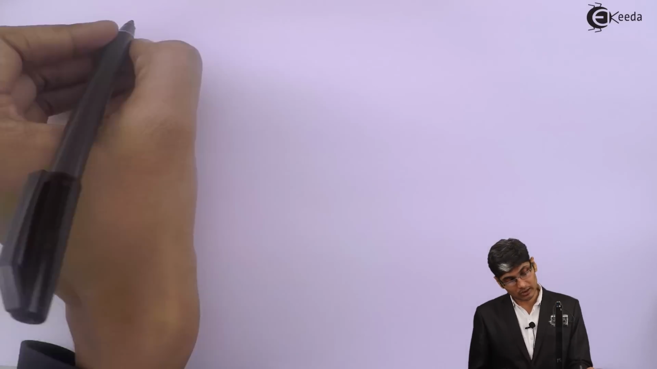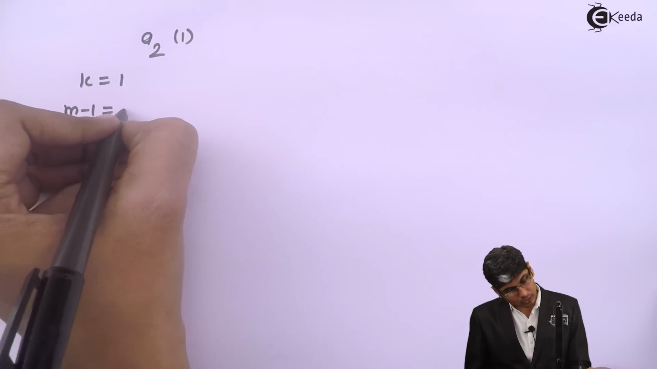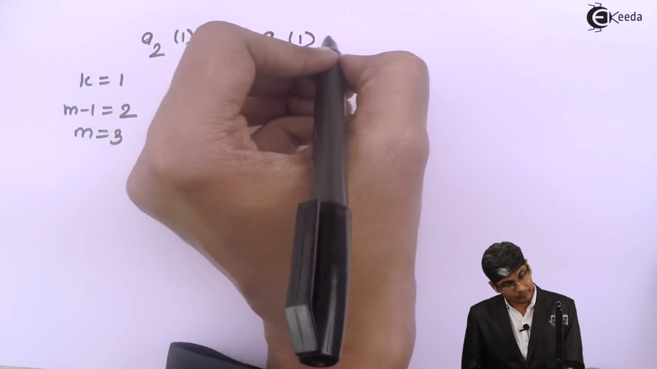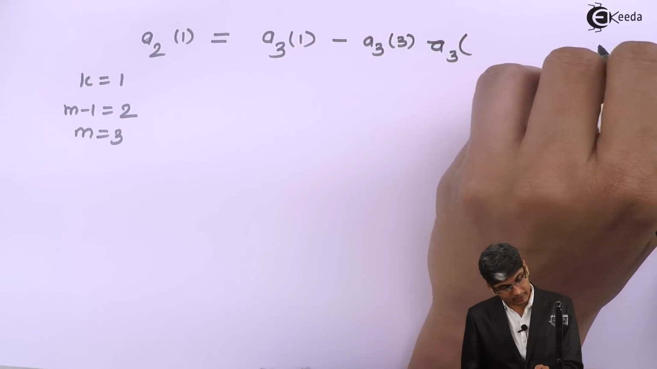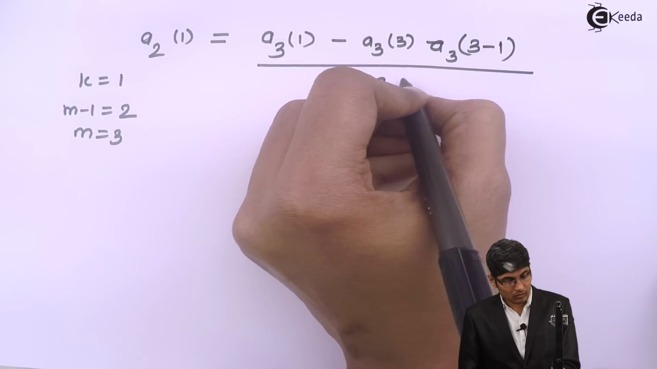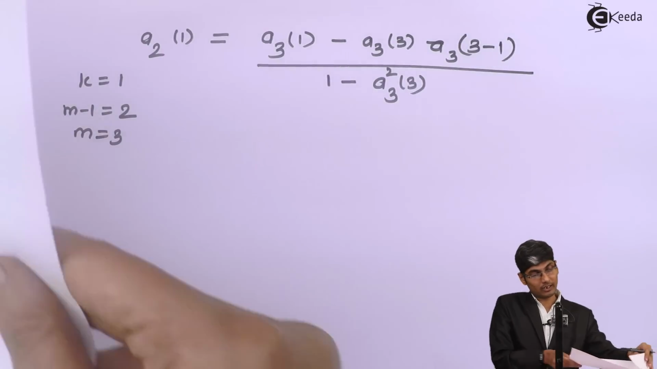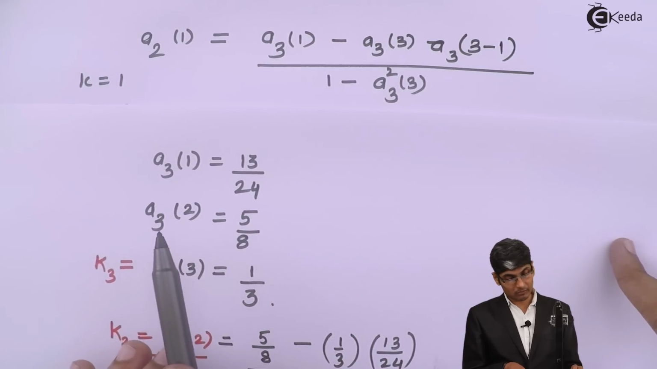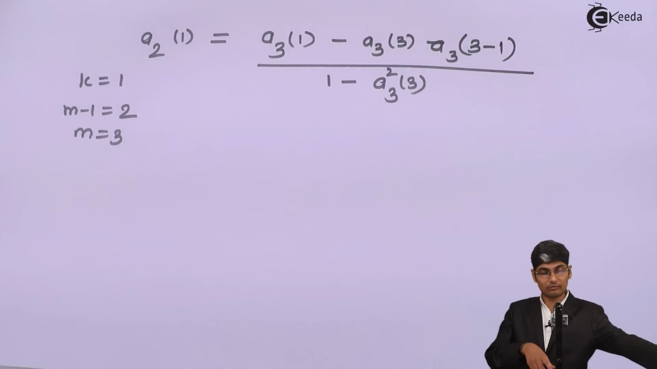Now to get A2 of 1 using the recurrence, directly I can write K equals 1 and M minus 1 equals 2, therefore M is equal to 3, correct? So I can get A3 of 1 minus A3 of 3 into A3 of M minus K, where M is 3 and K is 1, divided by 1 minus A3 of 3 the whole square, correct? Now we have all the factors. If we cross verify, we have A3 of 1, we have A3 of 3, and it will be A3 of 2, because 3 minus 1 is 2, which is also available. So all the coefficients are available, I can easily find A2 of 1.